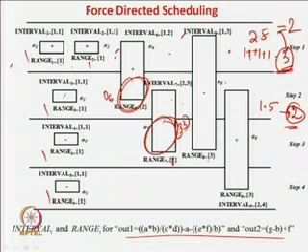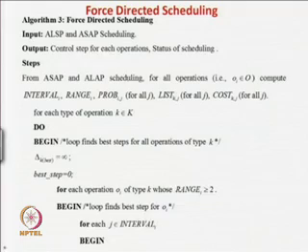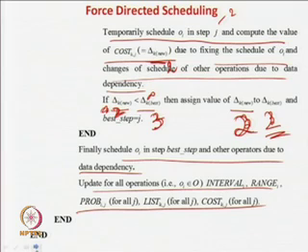All these computations, like cost, interval, range, probability, least cost, everything will have to be redone. Again you come to this loop and then start doing it for another operation, maybe for an adder, maybe for a subtractor or divider. So, this is how it happens.